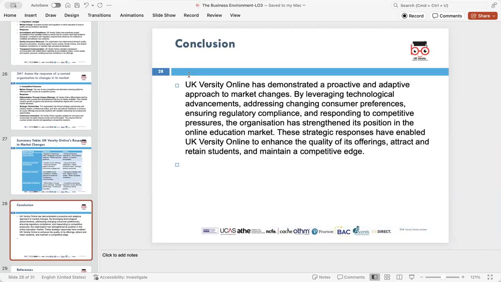Right. So finally, conclusions. UK Versity Online has effectively responded to market changes by leveraging technological advancement, addressing changing consumer preferences, ensuring regulatory compliance, and responding to competitive pressures. These strategic responses have enabled the institution to enhance the quality of its offering, attract and retain students, and maintain a competitive edge in the online education market.